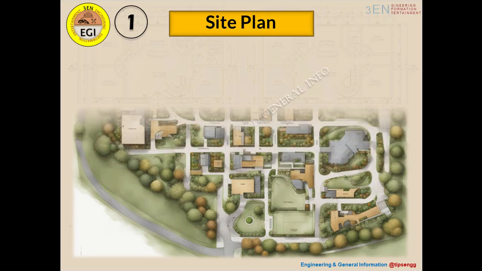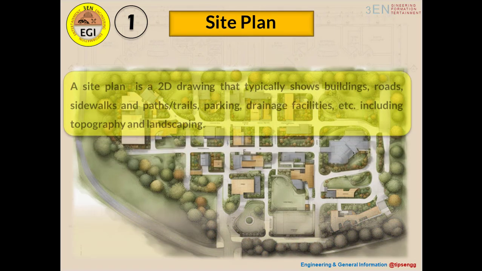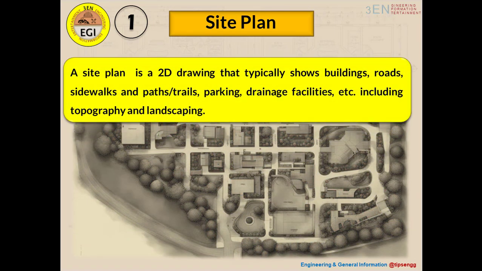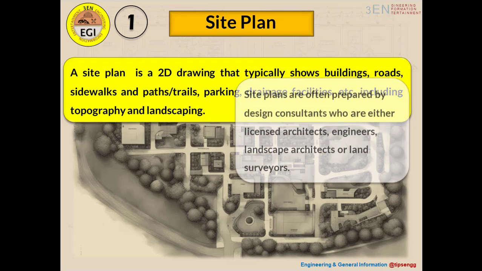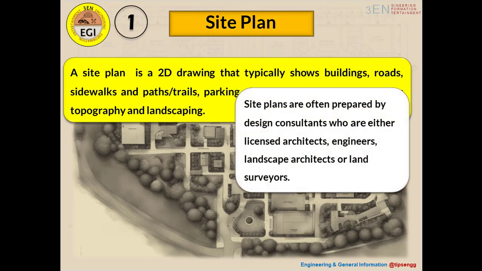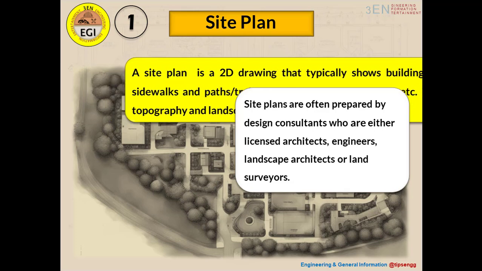Site plan. A site plan is a 2D drawing that typically shows buildings, roads, sidewalks and paths/trails, parking, drainage facilities, etc., including topography and landscaping. Site plans are often prepared by design consultants who are either licensed architects, engineers, landscape architects, or land surveyors.